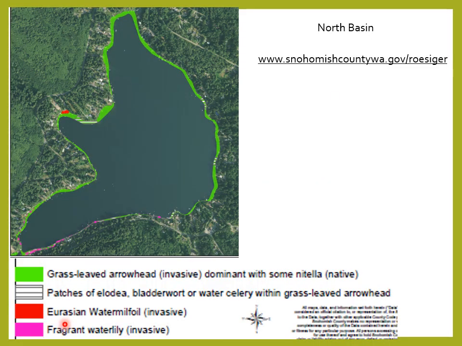With regard to the distribution of the invasive, submerged, and emergent aquatic plants around the lake, within the North Basin, the grass-leaved arrowhead dominates the entire shoreline, with some nitella, which is the macroalgae, interspersed in between. There are also patches of elodea, bladderwort, and water celery within those grass-leaved arrowhead beds. Eurasian water milfoil is found in very isolated pockets, some of which have probably been removed by the community even since these maps were created.